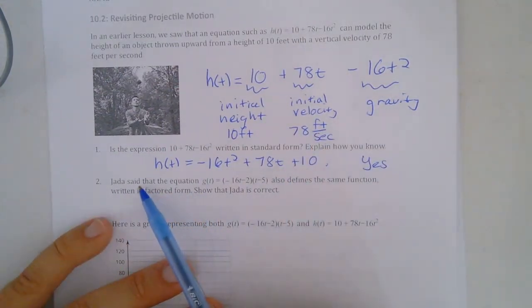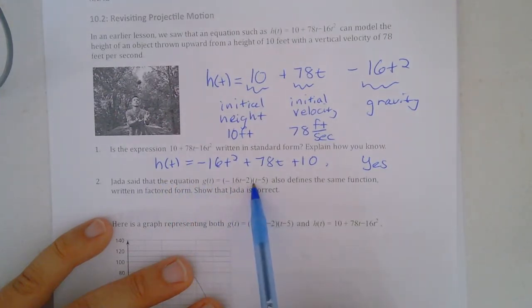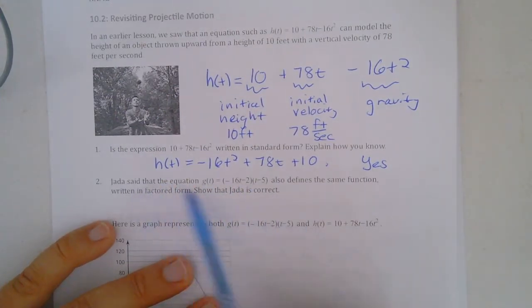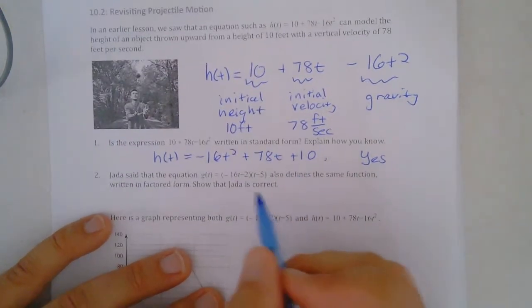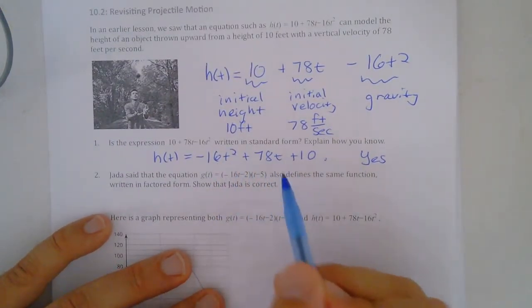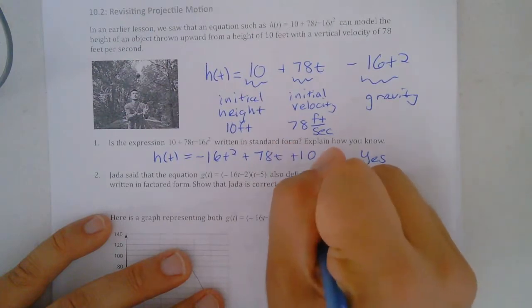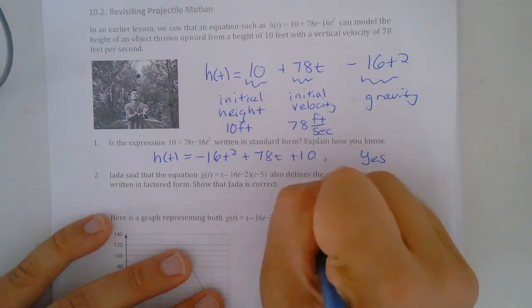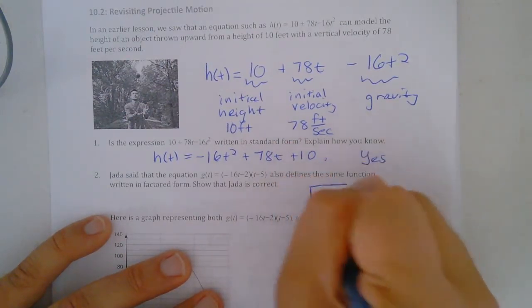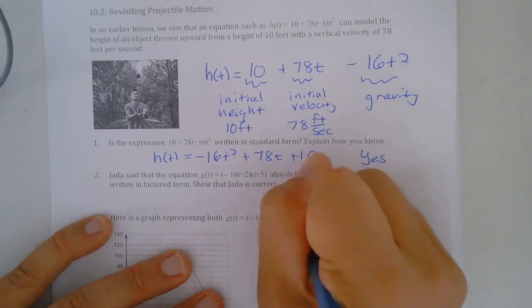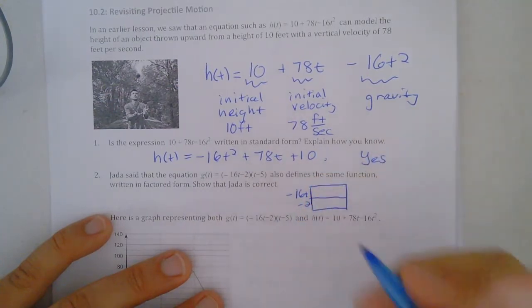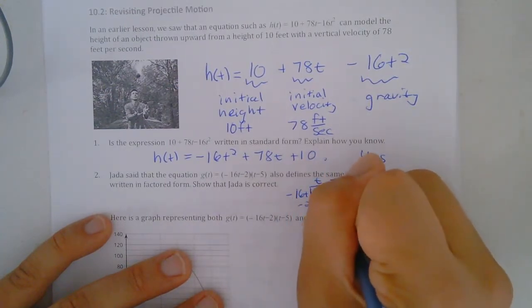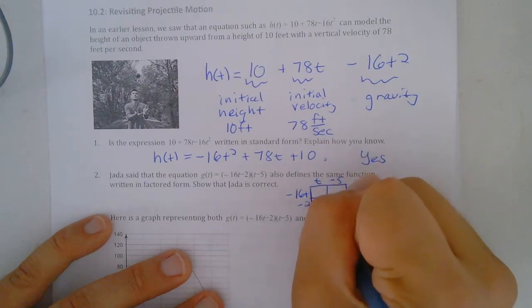So now here, Jada said that this equation defines the same function in factored form. Show that she is correct. So to show that she's correct, we're going to put this into standard form. And I'm going to use that good old-fashioned area model. So here I would put negative 16t and minus 2. And then here this would be t and minus 5.